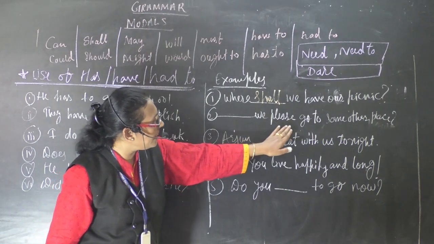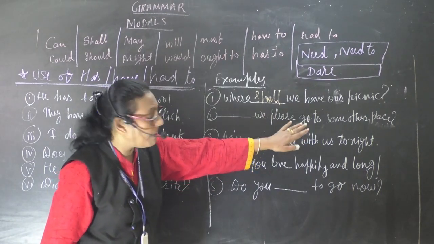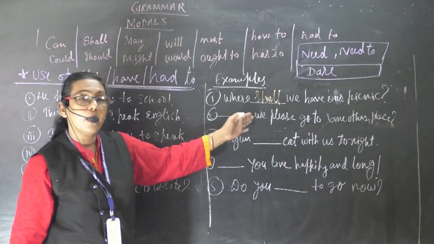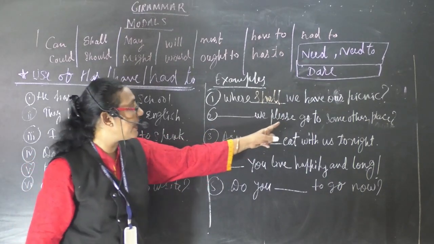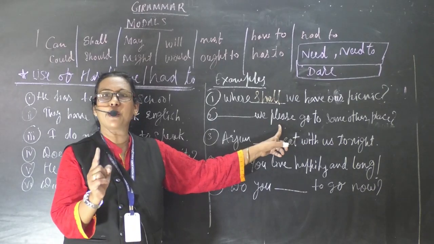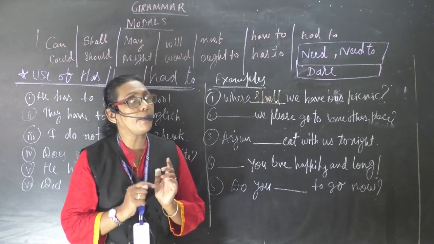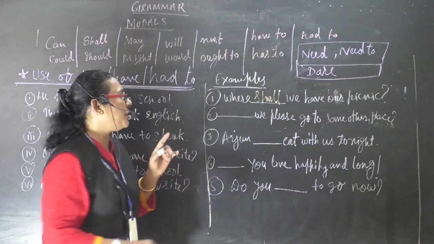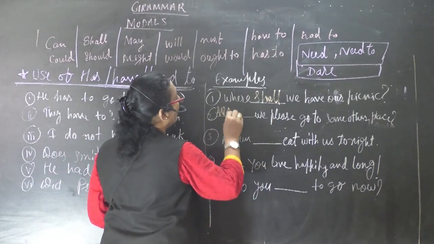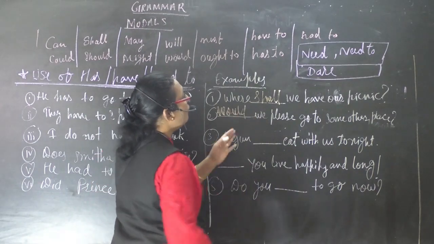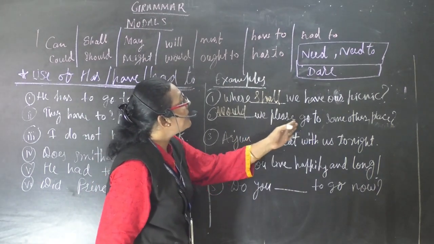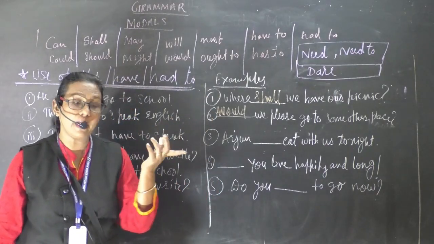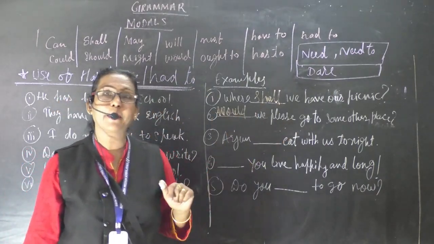Please go to some other place. What is that? Humble request. See, when we have written here, polite request, humble request, for a polite request and humble request, what do we write here? Would. W-O-U-L-D. Would you please go to some other place? दूसरी जगह पर हम लोग जा सकते हैं.